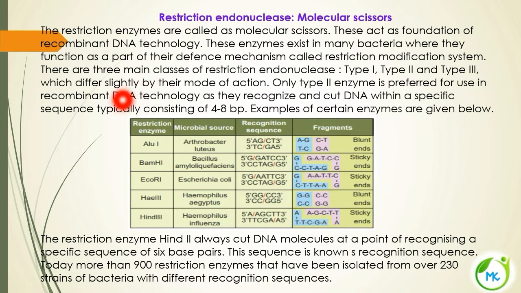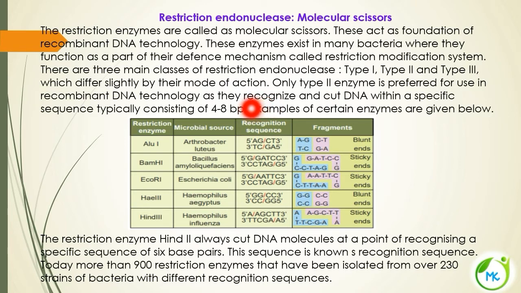There are three main classes of restriction endonucleases: type 1, type 2 and type 3. They differ by their mode of action. Only type 2 enzyme is preferred for use in recombinant DNA technology. This can be an important objective type question: which enzymes are preferred for rDNA technology? It is none other than the type 2 enzymes.